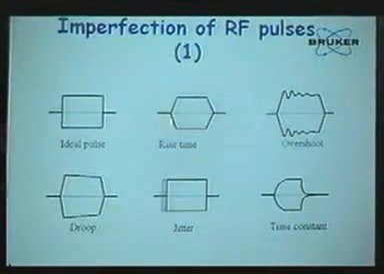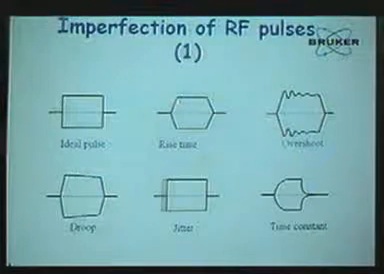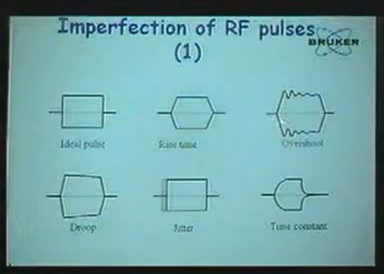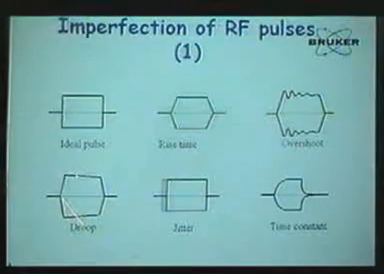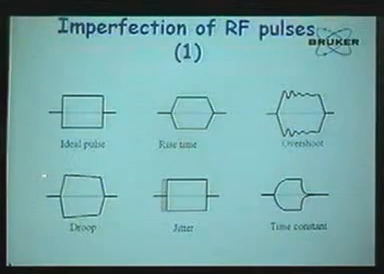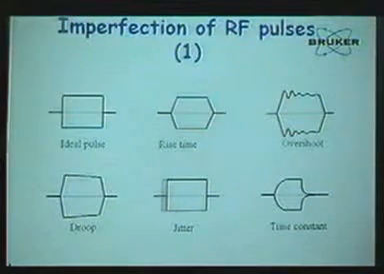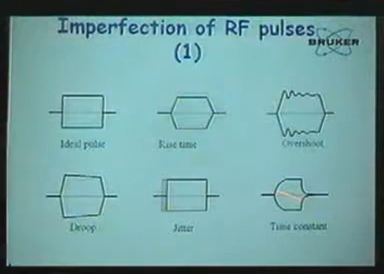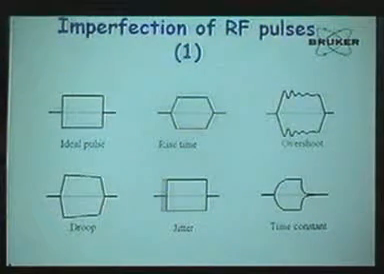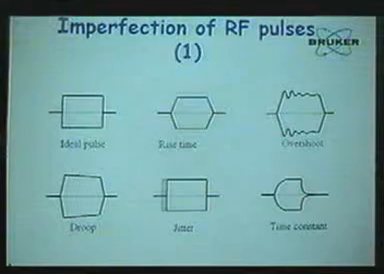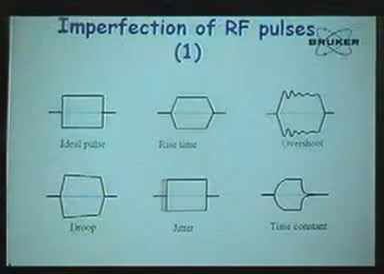For example, you see this is wrong, because the rise time is too long. This is wrong, because there is an overshoot. This is wrong, because the power is drooping after the start of the pulse. There are other effects that I don't want to go into, but all those effects are bad for your NMR spectrum. Next.